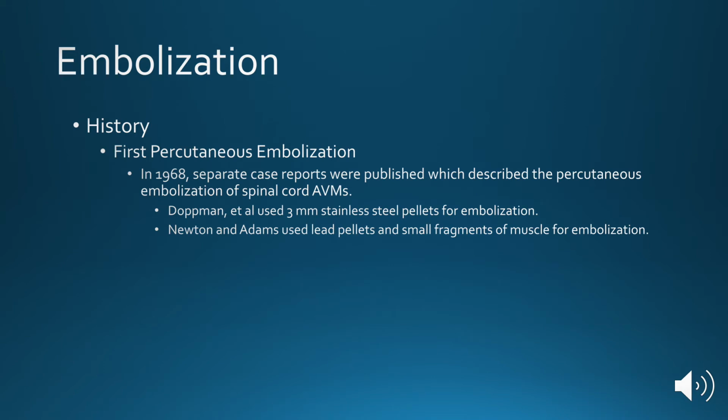When it comes to percutaneous embolization, the first cases were reported in 1968, and these were actually separate case reports which described the percutaneous embolization of spinal cord AVMs. The first report by Doppman used 3 mm stainless steel pellets for embolization, and the second report by Newton and Adams used lead pellets and small fragments of muscle for embolization.